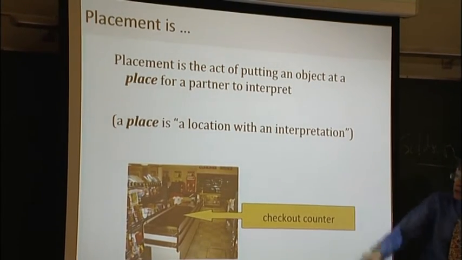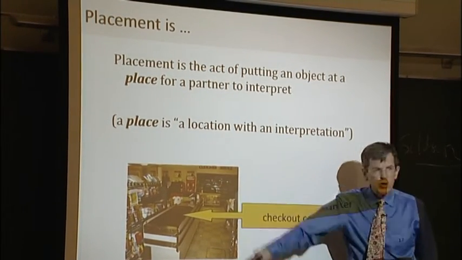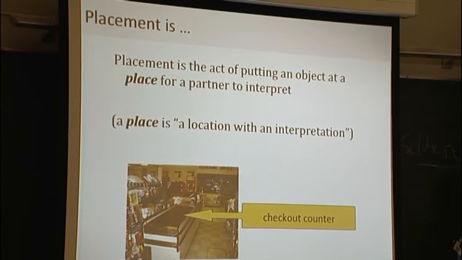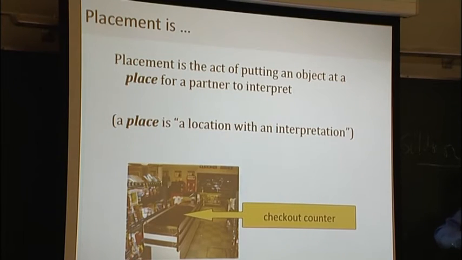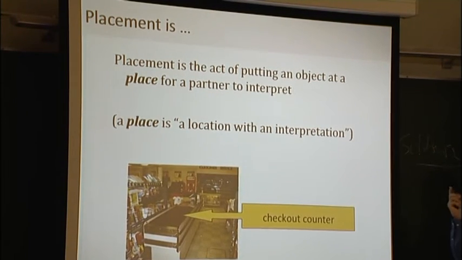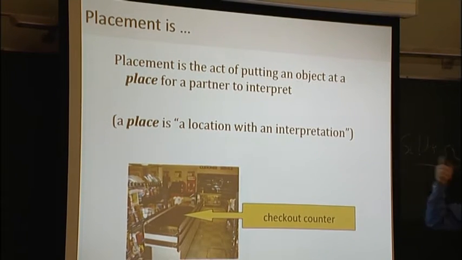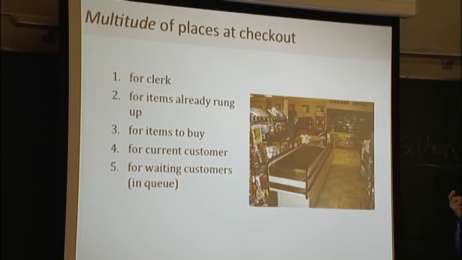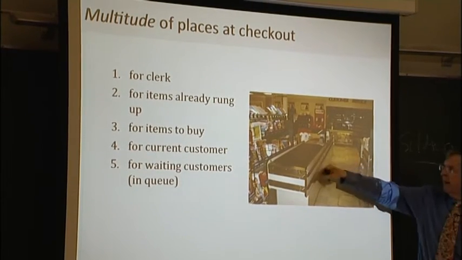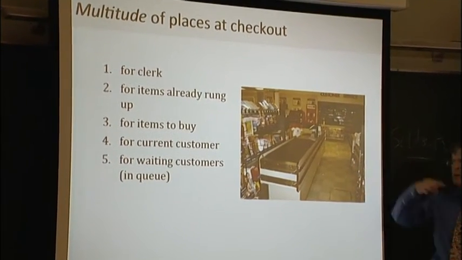It's a location with interpretation. So take this checkout counter at a simple grocery store. It is a place, and it's a place where you can put things on and take things off and all kinds of stuff. That's the notion of place here. But even this place right here, I pointed this one right here, but it's full of places.